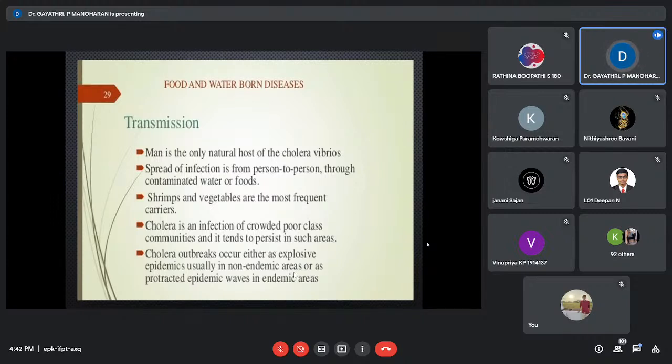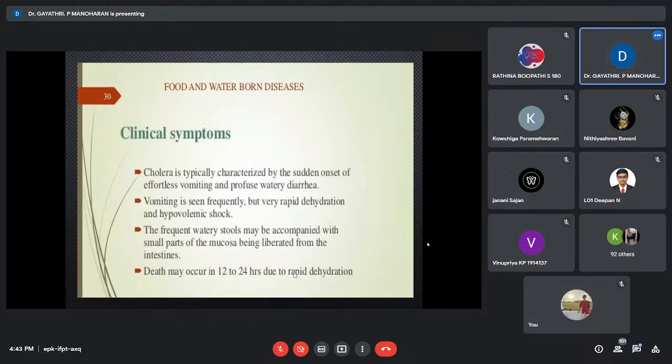Cholera is an infection of crowded poor class communities and tends to persist in such areas. எந்த மாதிரியான ஏரியா வந்து ஈஸியா காலராவால் அஃபெக்ட் ஆகும் அப்படின்னு பாத்தீங்கன்னா, புவர் ஹைஜீனிக் இருக்கிற ஏரியா, ரொம்ப கிரௌடடா இருக்க ஏரியான்னு சொல்லுவோம் இல்லையா, அந்த மாதிரி ஏரியாஸ்லாம் இது ரொம்ப அதிகமா இருக்கும். Cholera outbreaks occur either as explosive epidemics, usually in non-endemic areas, or protracted epidemic waves in endemic areas. See, epidemic endemic அப்படினாலே it's a larger area, that is on whole country is getting affected.